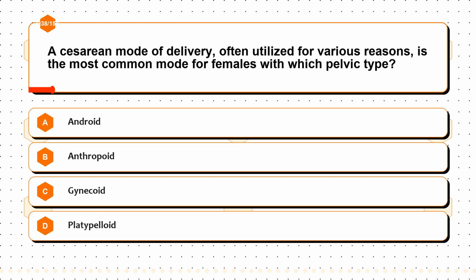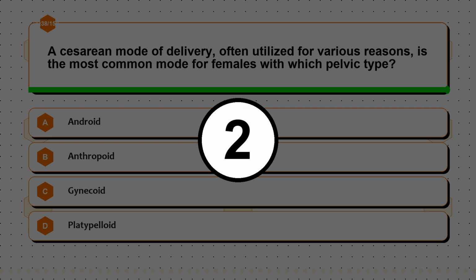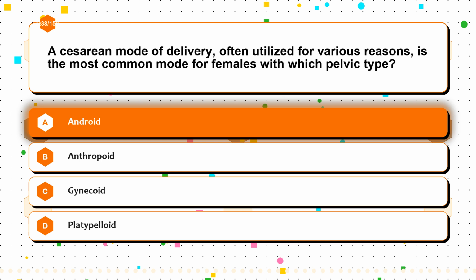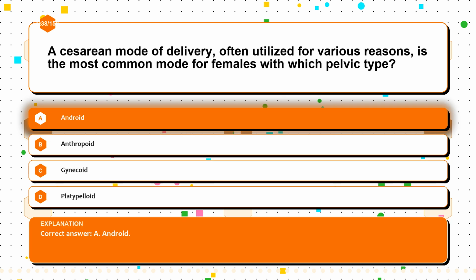Question 38. A cesarean mode of delivery, often utilized for various reasons, is the most common mode for females with which pelvic type? Here are the options. Option A. Android. Option B. Anthropoid. Option C. Gynecoid. Option D. Platypelloid. The correct answer is option A. Android. Correct answer A. Android.